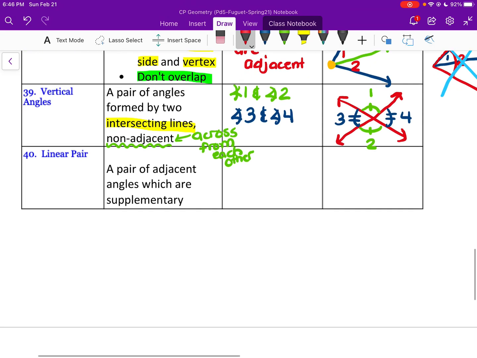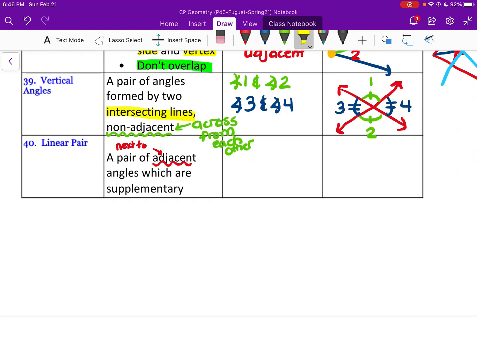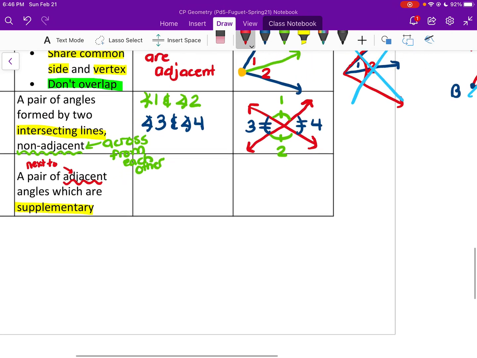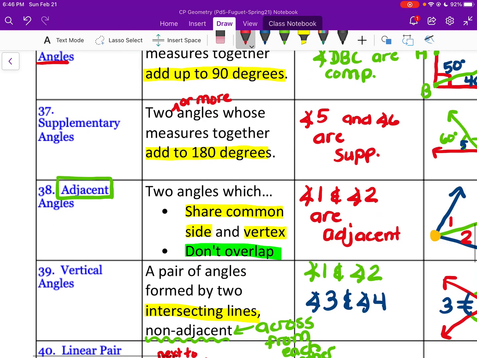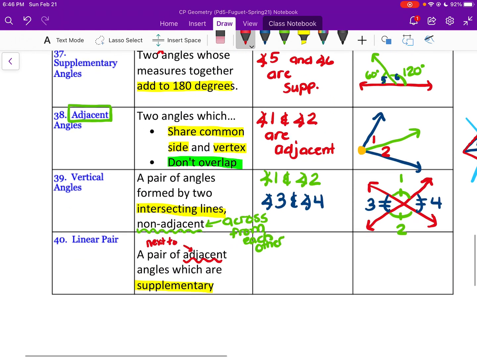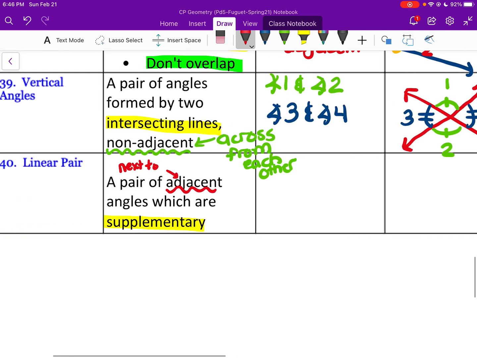And then finally, linear pair. They're a pair of, this time, adjacent angles, or next to each other. So I'll put next to, right? That's what we said adjacent angles were. This time, we know that they're always going to be supplementary, right? Hint, hint, that was another vocab term. So if you don't remember what that is, scroll up, get number 37. They're just two angles that together add up to 180.